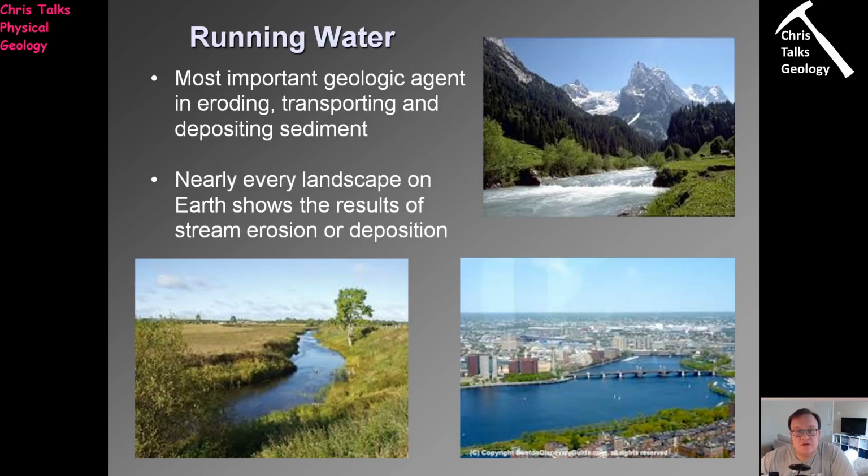Okay, so the vast majority of sediment that's moved on planet Earth is moved by water. And when it comes to moving sediment onto the continents, that means it's going to be moved by rivers. So running water is the most important geological agent when it comes to eroding, transporting and depositing sediment. Nearly every landscape on Earth will show the results of stream erosion or deposition to some degree.